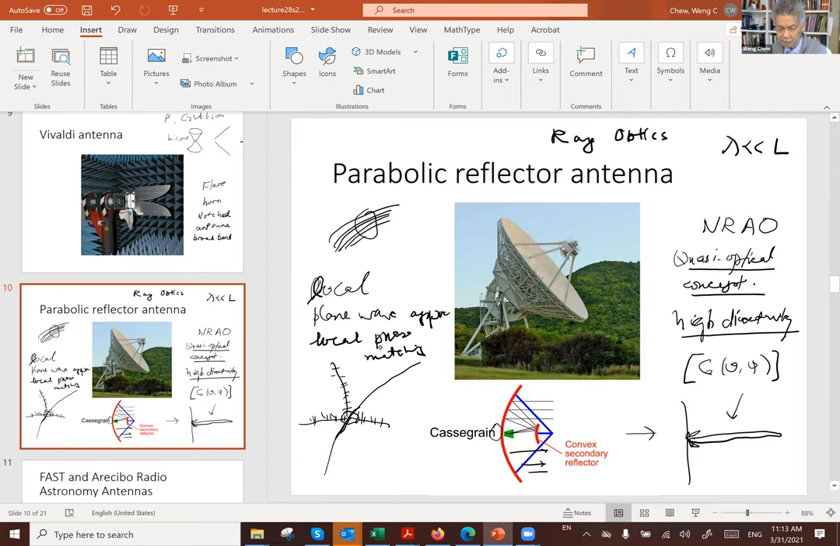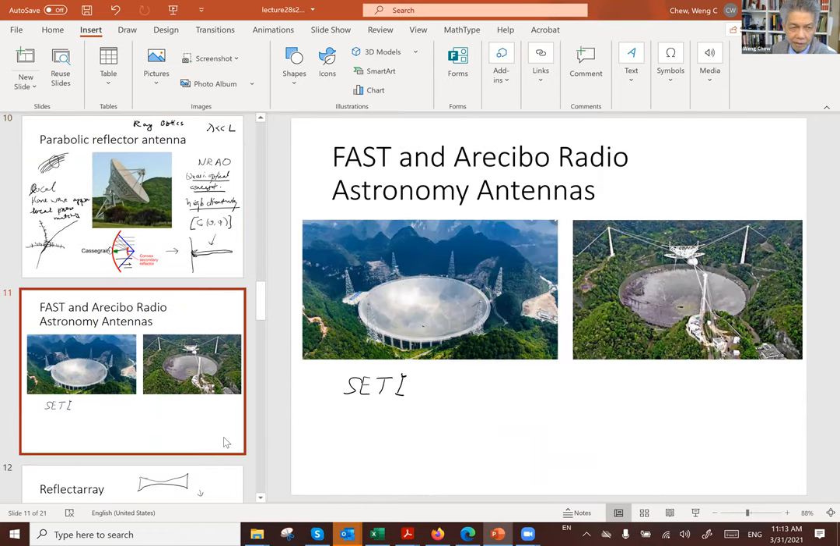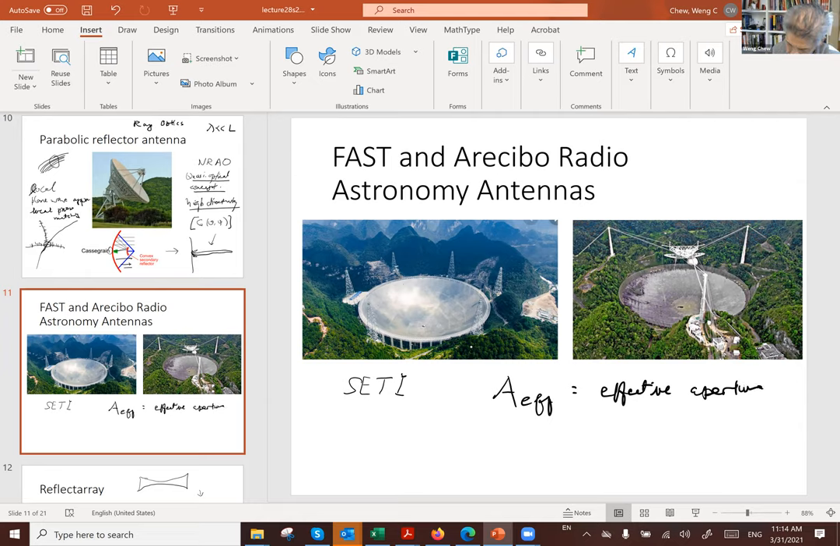And hence, because of this reason, you have Snell's law and the law of reflection being usable when the wavelength is very short. So you can actually use quasi-optical concepts to design this kind of antenna. We have talked about this in the context of lenses, that in the regime of very short wavelengths, you can use lens optics to understand things. And of course, if you are into radio astronomy, you want to make the antenna as big as possible so that the effective aperture is large. You probably have learned about this concept of effective aperture. So you like to make the effective aperture of the antenna as large as possible.